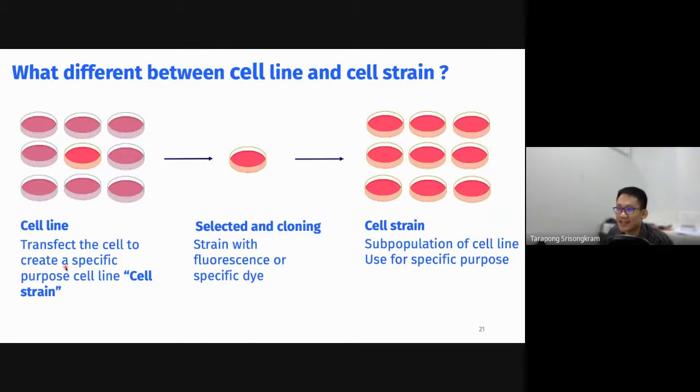Okay, and before we go to another aspect, I would like to show you the difference between a cell line and a cell strain. Because if you work with cell lines, maybe you will notice that some person will address this.